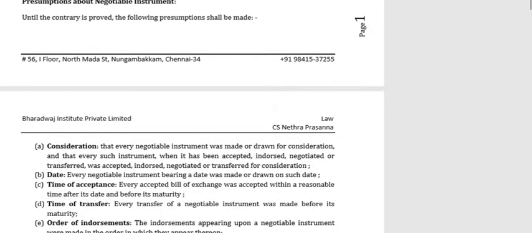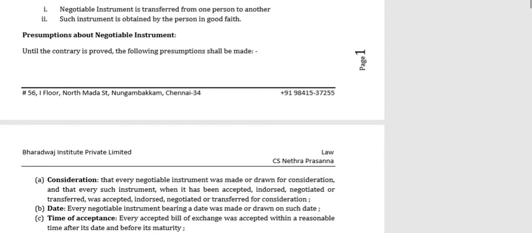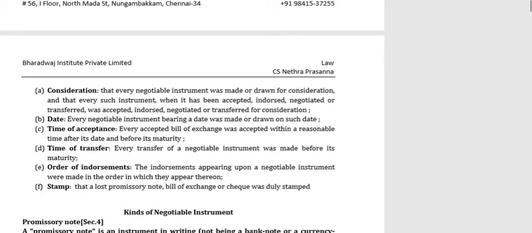Right? Now, presumptions about negotiable instruments. Unless the contrary is proved, the following presumptions shall be made. Consideration: every negotiable instrument was made or drawn for consideration, and every such instrument, when it has been accepted, endorsed, negotiated or transferred, was accepted, endorsed, negotiated or transferred for a consideration. Sir, we would have learned that in case of a contract, if there is no consideration, then the contract is said to be void. Sir, contract without consideration is void.